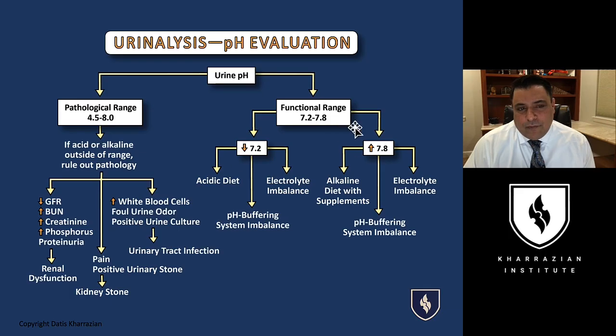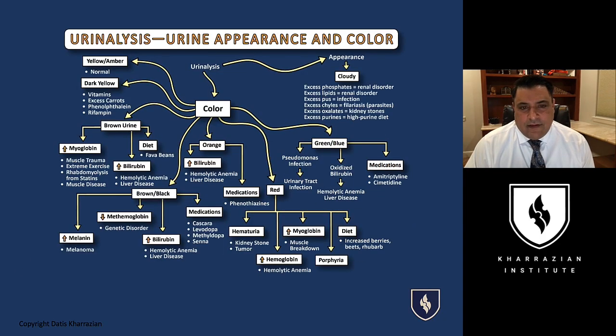Now, you can look at functional ranges of pH too. Greater than 7.8: electrolyte imbalances, pH buffering system, alkaline diet with supplements. Less than 7.2: acidic diet, pH buffering system imbalances, electrolyte imbalances. So you can have these slight little alterations. For most people, what they'll need is things like potassium bicarbonate to really balance out their electrolytes. Sometimes they'll need some salt. Usually people that have low blood pressure need salt. People that have higher blood pressures will do better with things like potassium bicarbonate. And bicarbonate will just act as a buffering system to deal with this acid-alkaline imbalance. It's an over-the-counter, easy supplement to use.